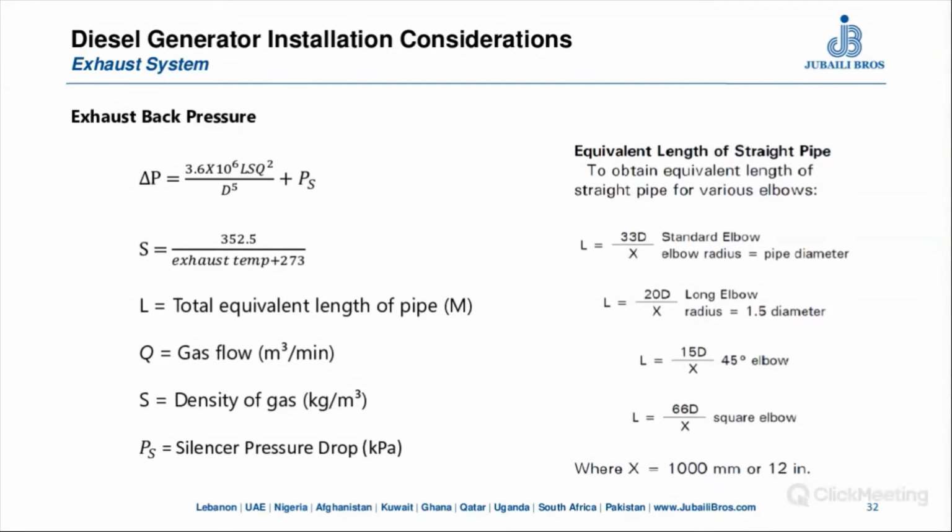The formula we used in calculating the exhaust back pressure is here. It is affected by the total length of the pipe, directly proportional to the length of the pipe, by the density of gas and the gas flow. And it is inversely proportional to the diameter.